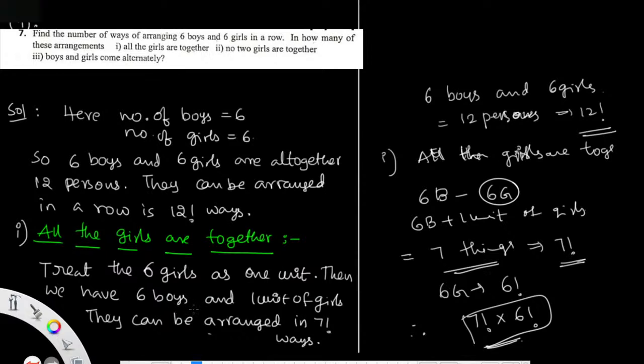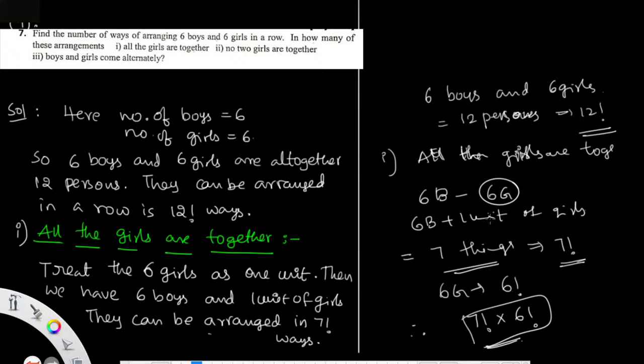Next, go to all the girls are together. All the girls together means treat all 6 girls as one bundle. So then we have 6 boys and 1 unit of girls. How many things are there in total? 7 things. These 7 things can be arranged in 7 factorial ways. Then go to the 6 girls. The 6 girls can be arranged in 6 factorial ways.